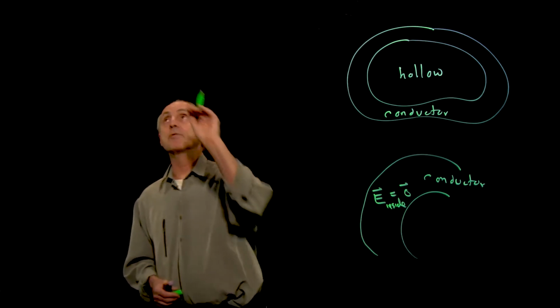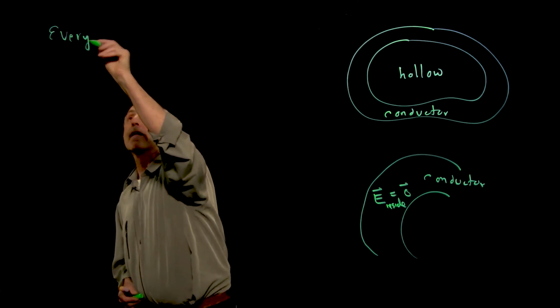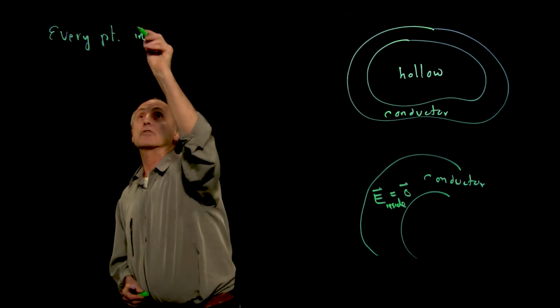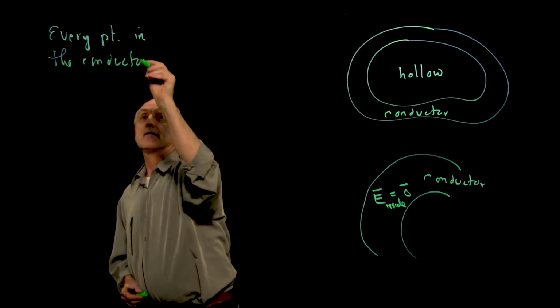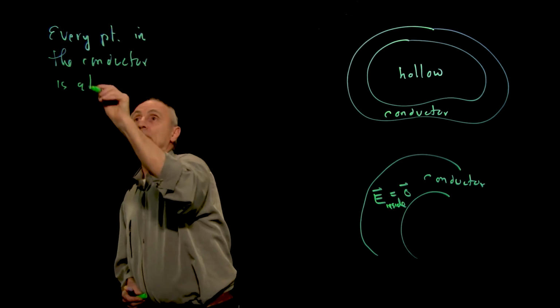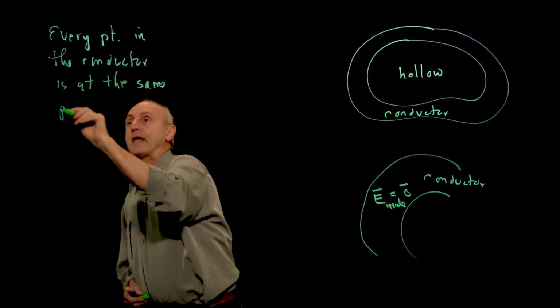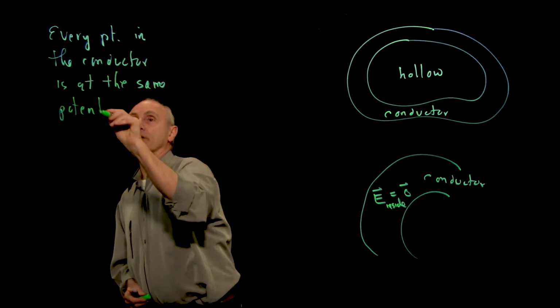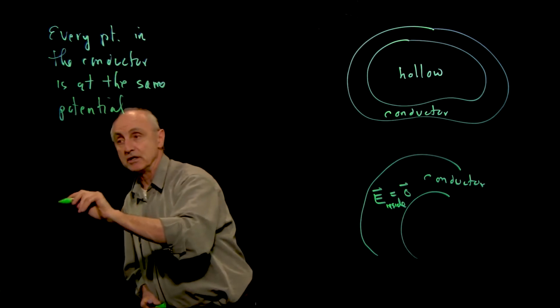Well, the first thing we can say is that every point in the conductor is at the same potential. Now, that may seem a little unusual at first, but let's look at the condition.